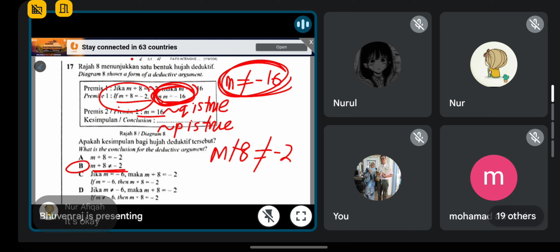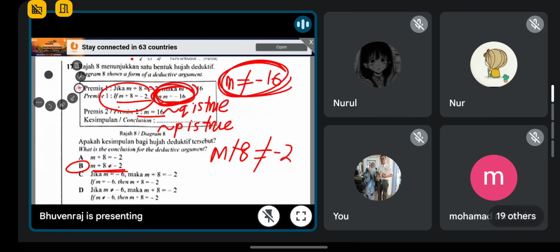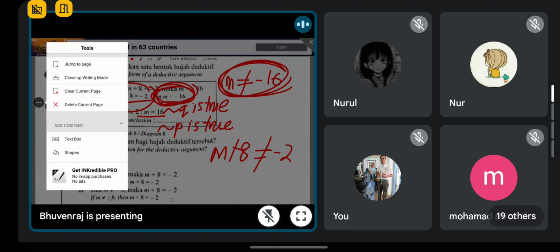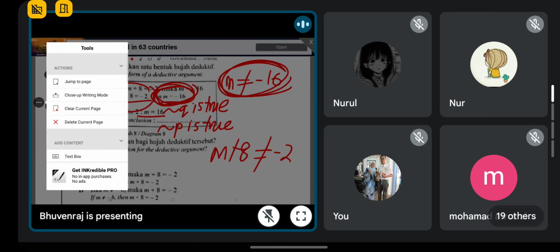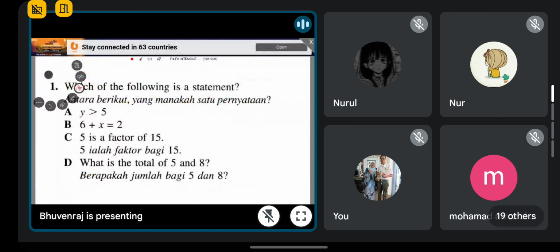Actually, yang ni tak banyak konsep pun, just remember only. Yang ni 100% memorize, guys. No other way for me to help you. Tak ada apa-apa cara lain. It's just your own memorizing ability only. Okay, so we go next one. Anyhow, we still do practice lah.